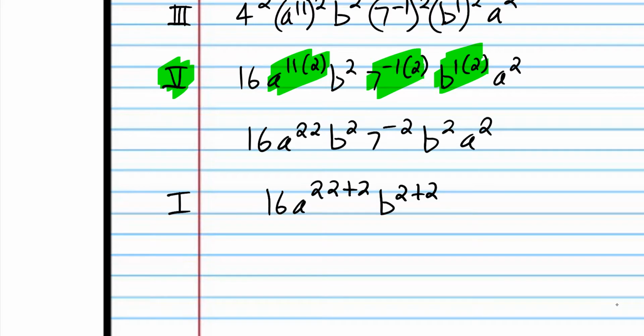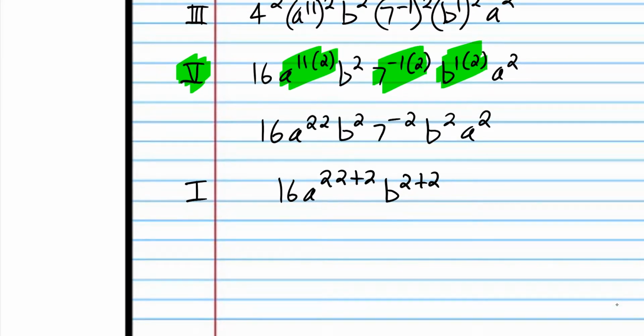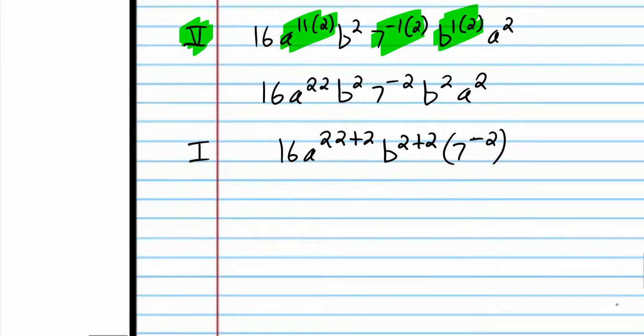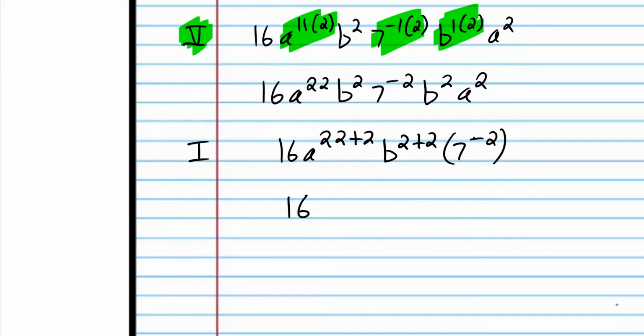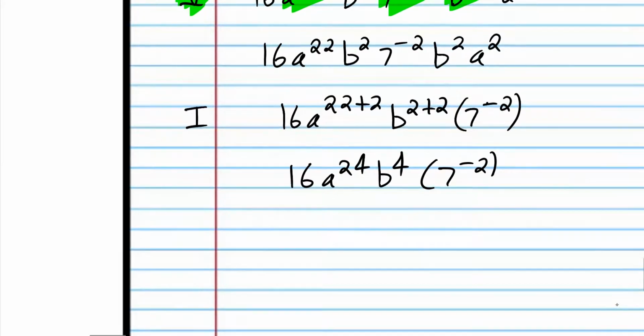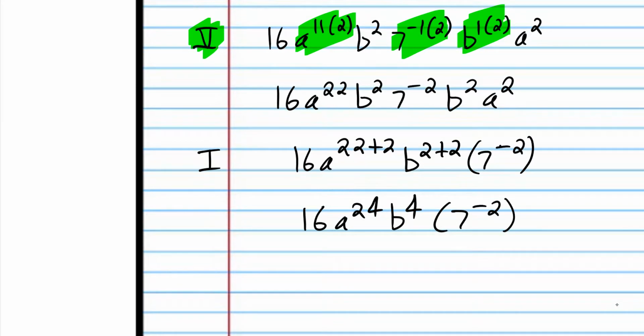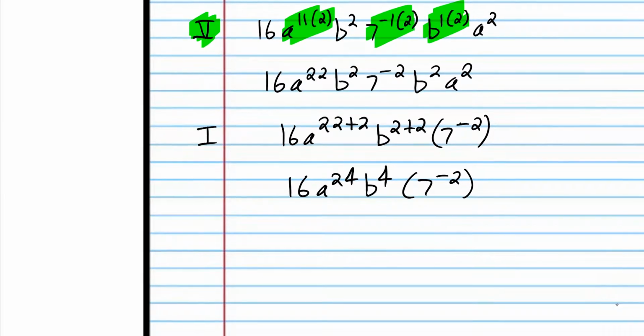And we're going to, let's see here. I guess I'm going to hold off. You could do multiple steps here, but I'm going to hold off for now. So we have 16a to the 24th power, b to the 4th power times 7 to the negative 2 power. The reason I'm holding off is because we have plenty of room, so I can do this a little more slowly.